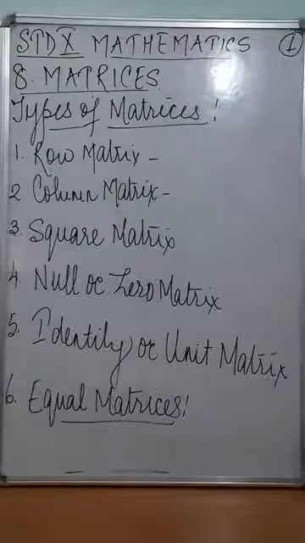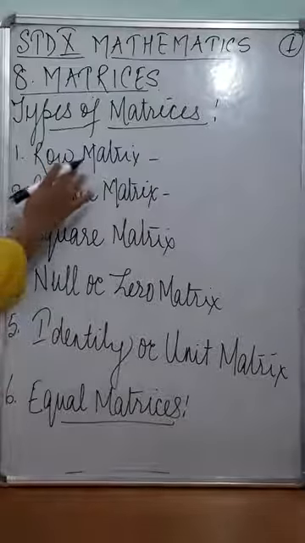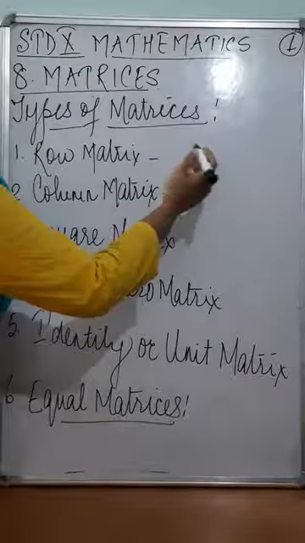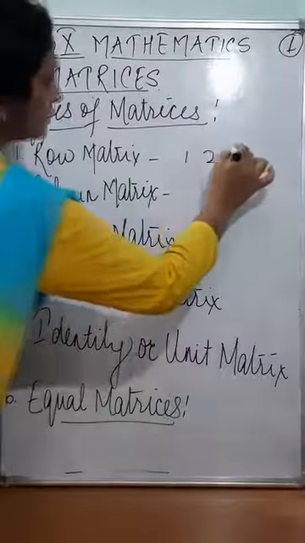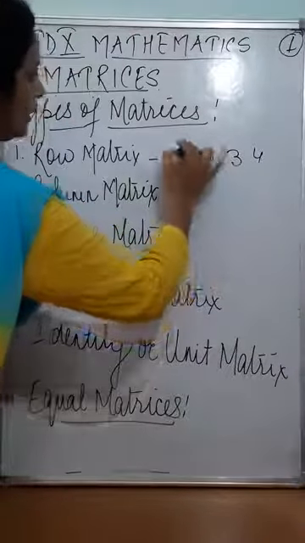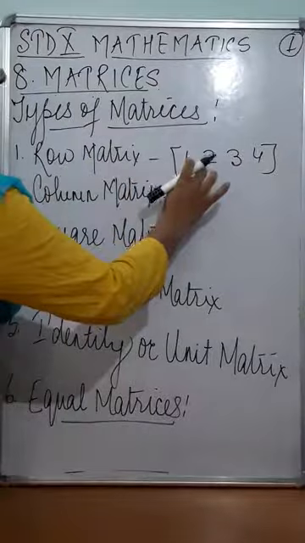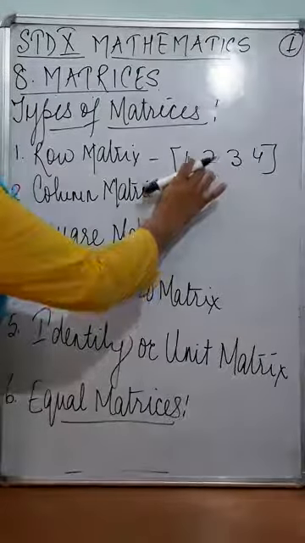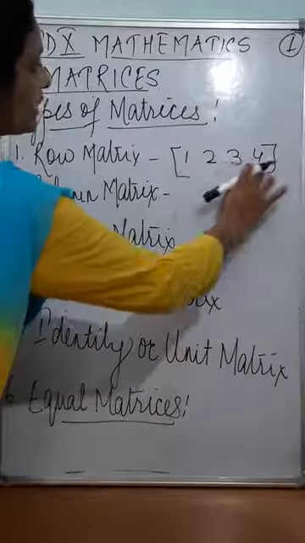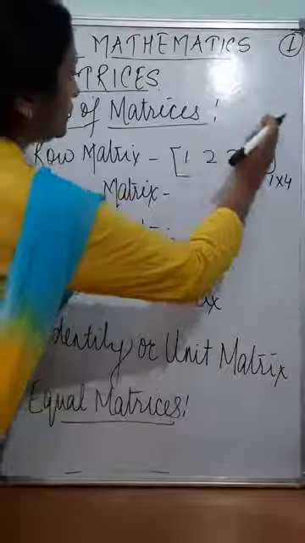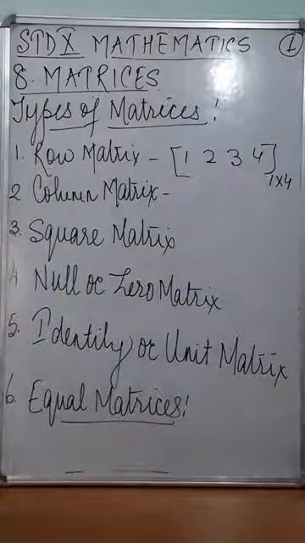Let us see some types of matrices. A row matrix consists of a single row. The number of columns could be as many as you want, but there has to be only one row. If there is only one row in a matrix, it is called a row matrix. The order of this matrix would be 1 by 4: 1, 2, 3, 4.